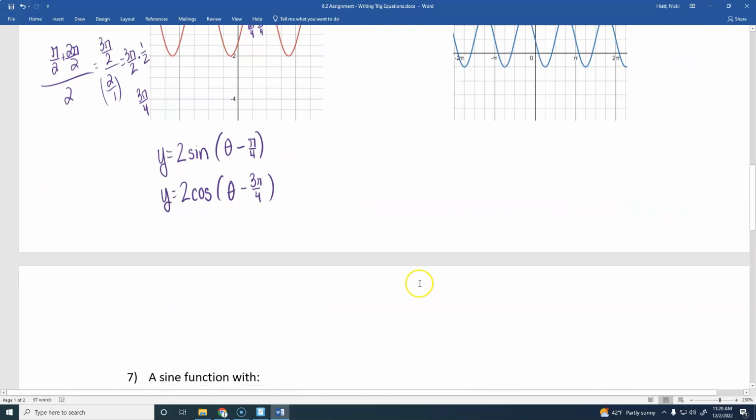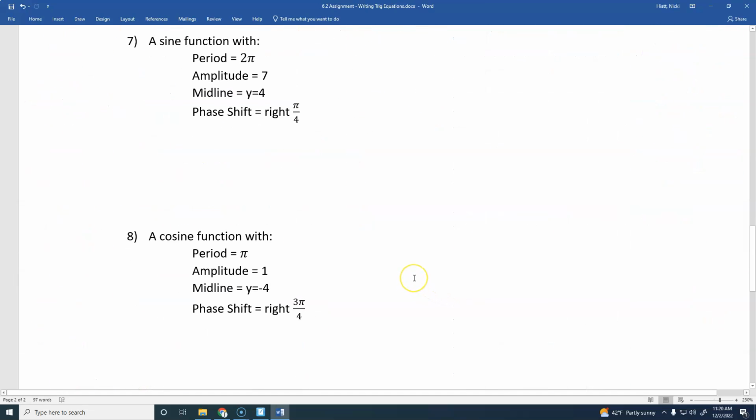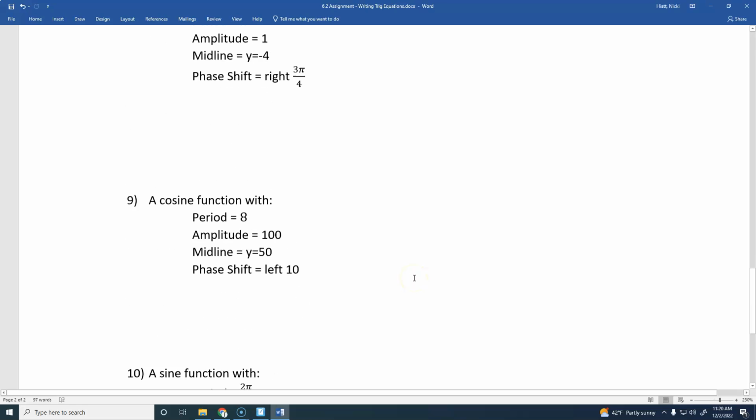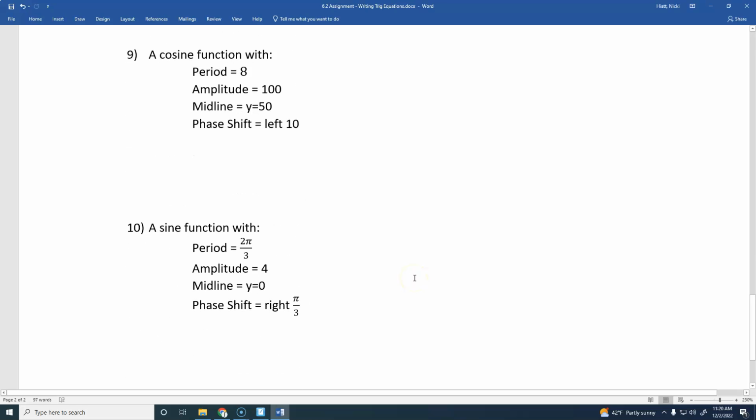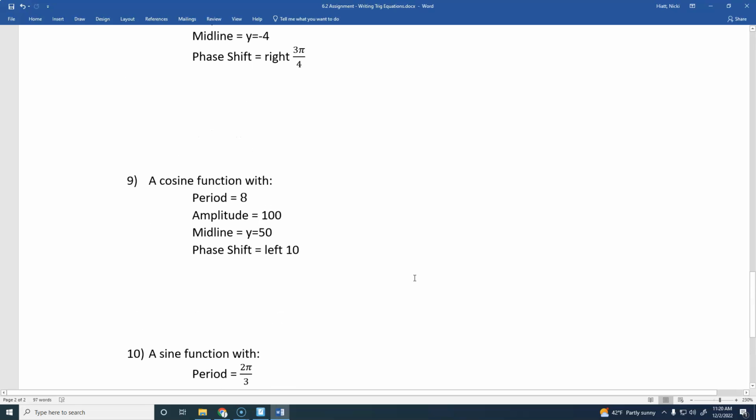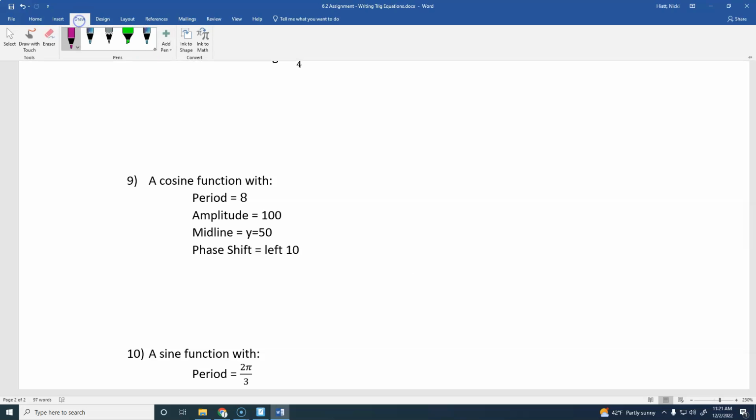All right, let's flip to the back. Which one is the craziest here? Probably 9. Now this one tells us cosine, so you don't have to do 2 functions for this one.